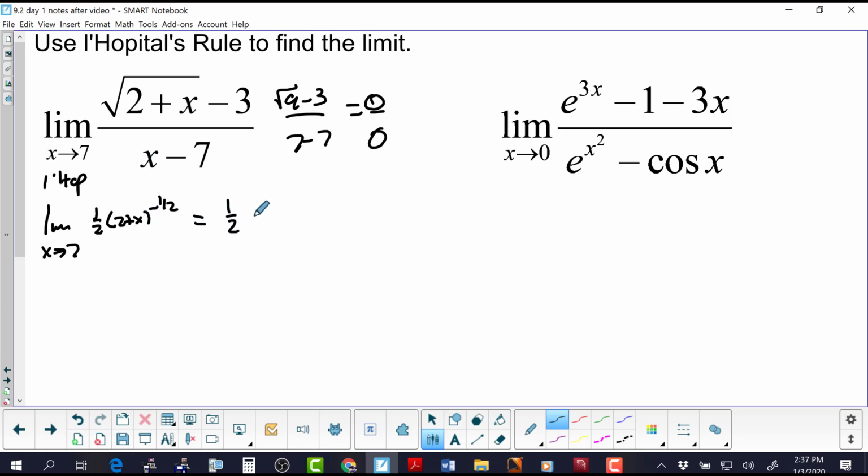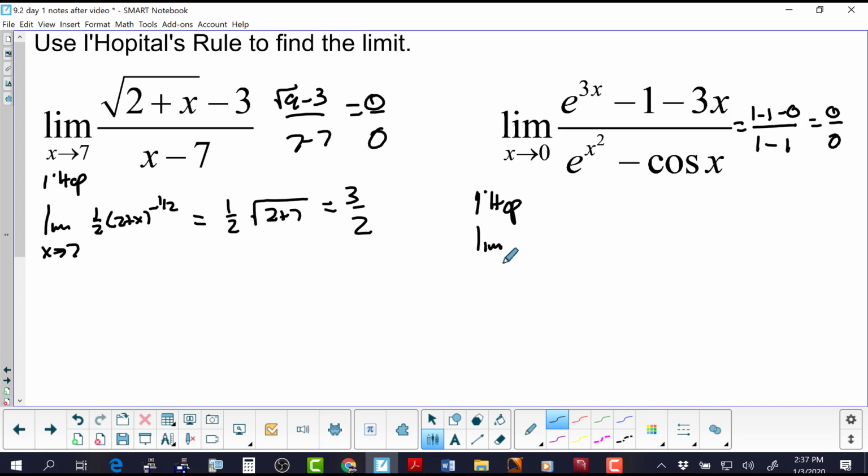So we're going to take 1/2, the square root of 2 plus 7. So 3/2. e to the 0 is 1, minus 1, and then minus 0 over e to the 0 is 1 minus cosine of 0 is 1. So we get 0 over 0. So now we can do L'Hopital's. I keep forgetting to note that I can use this.